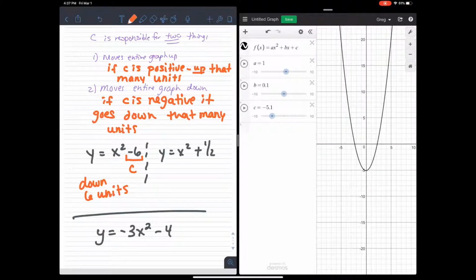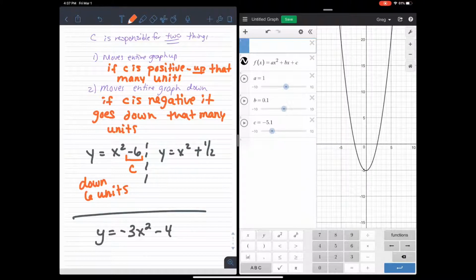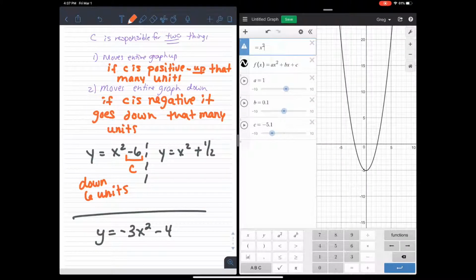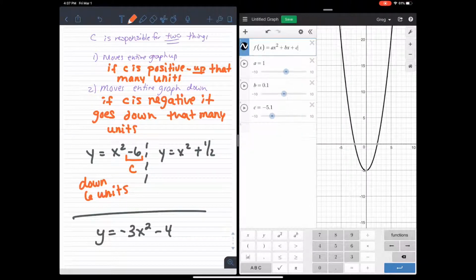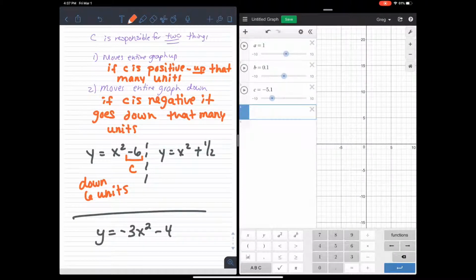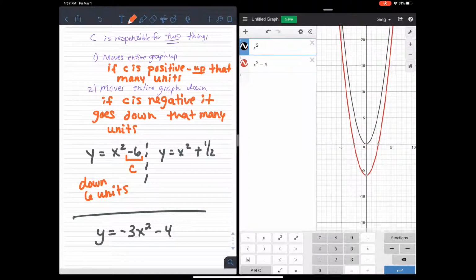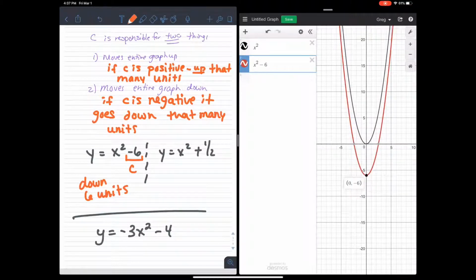So again, over here, I'm going to add the parent graph, just f of x equals, or y equals x squared. It doesn't matter what notation we use. Let's have an x squared. So here's our parent graph. Now what we should see is if I do x squared minus 6, it should be moved down 6 units. And we can see it is. The vertex was at 0, 0, now it's at 0, negative 6.